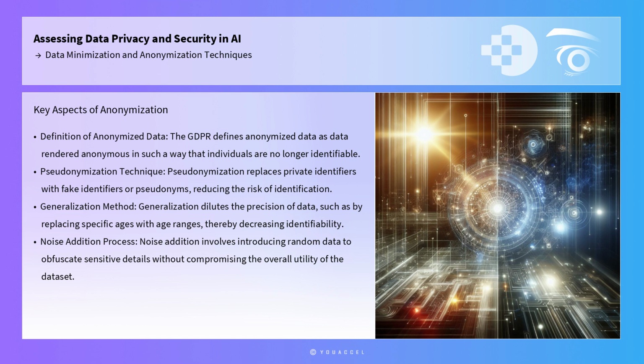Pseudonymization replaces private identifiers with fake identifiers or pseudonyms, reducing the risk of identification. Generalization dilutes the precision of data, such as by replacing specific ages with age ranges, thereby decreasing identifiability. Noise addition involves introducing random data to obfuscate sensitive details without compromising the overall utility of the dataset.